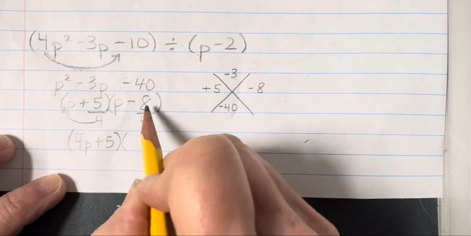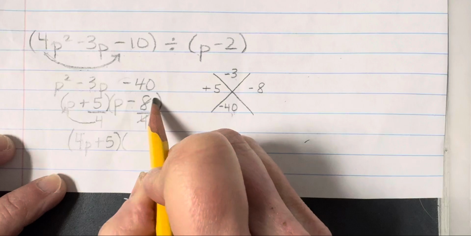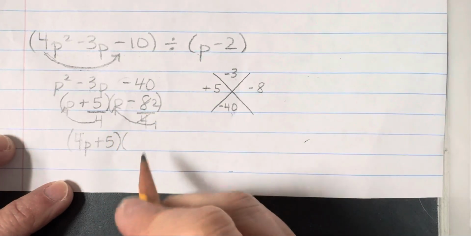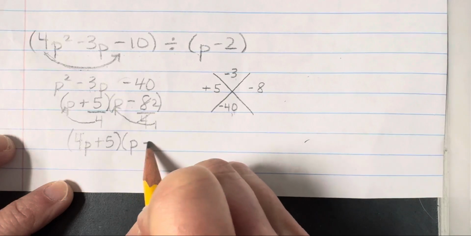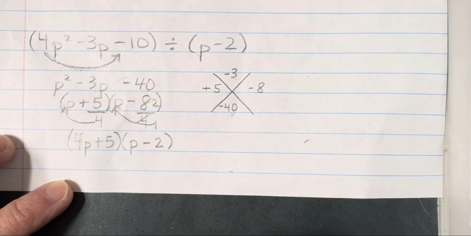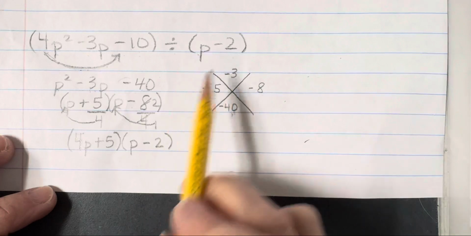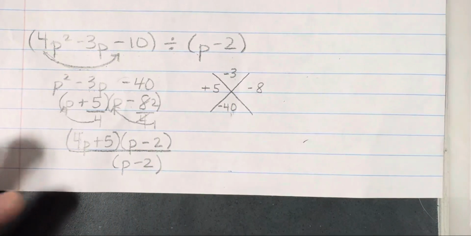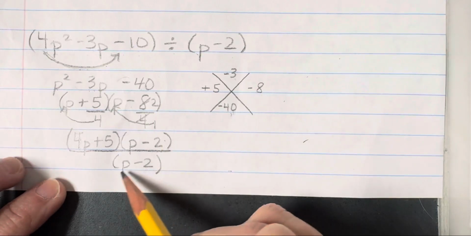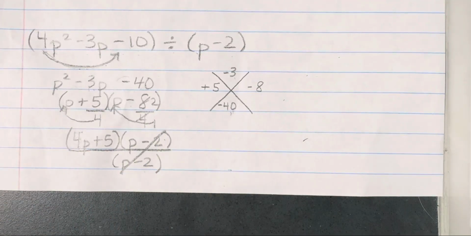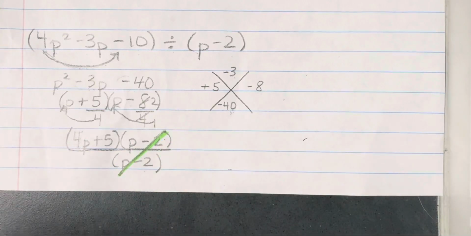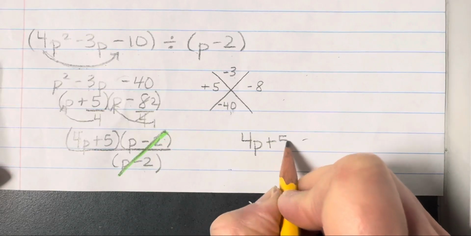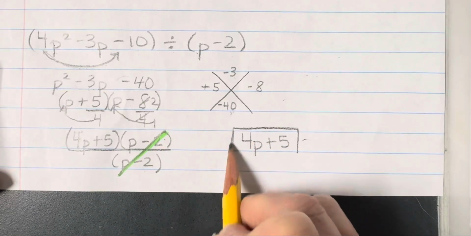And for my second factor, 8 divided by 4 is an even 2. The 1 would slide in front of the p, but we do not need to write a 1 as a leading coefficient. It's understood, so we have our value of p minus 2. We're dividing by that exact same value, p minus 2, which means I do see now the factors that are going to cancel. They've canceled to become a 1, and 1 times 4p plus 5 just leaves us with the value of 4p plus 5.